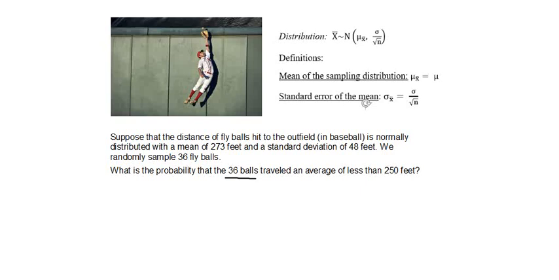In this example of the Central Limit Theorem, we're to suppose that the distance of fly balls hit to the outfield in baseball is normally distributed, with a mean of 273 feet and a standard deviation of 48 feet. We randomly sample 36 fly balls and ask the question, what is the probability that the 36 balls sampled traveled an average of less than 250 feet?